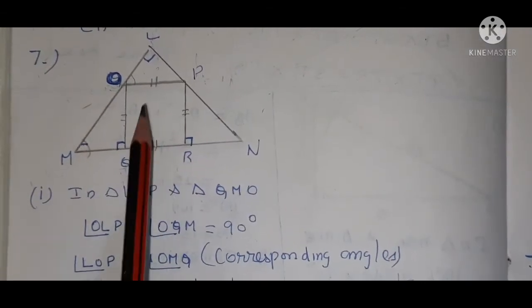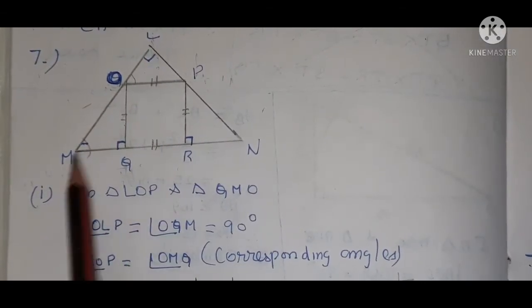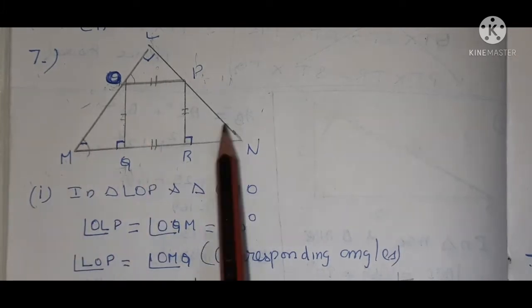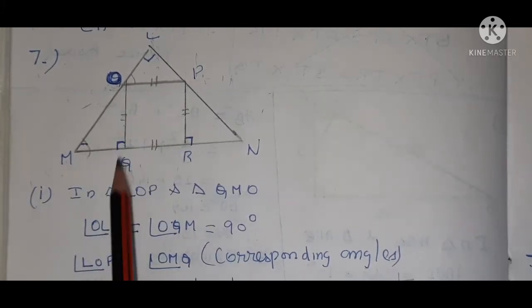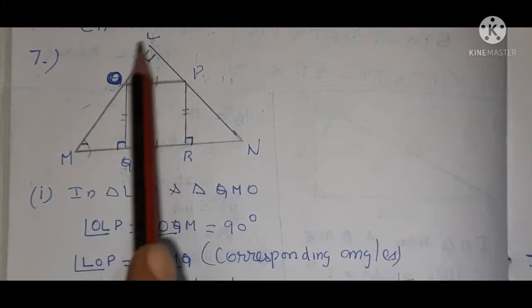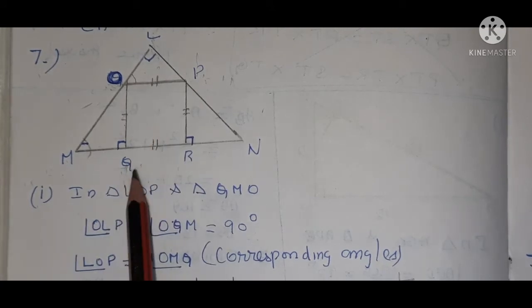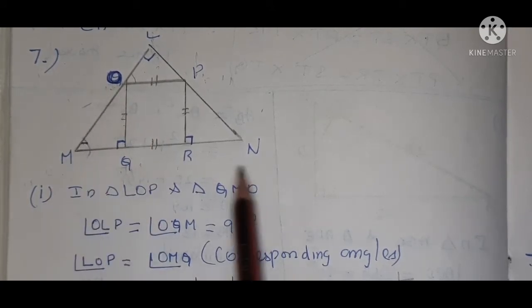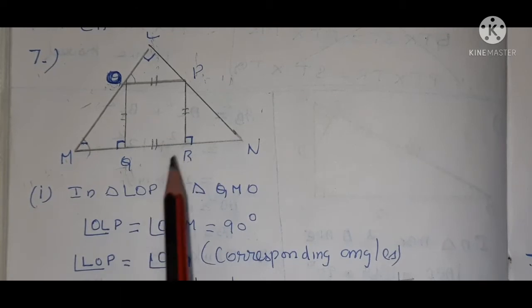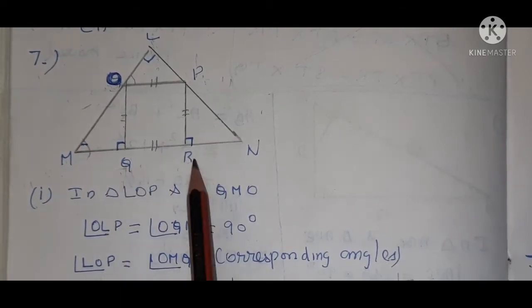Triangle LMN is divided into 3 triangles and 1 square: triangle LOP, triangle QMO, triangle RPN and square QRPO.